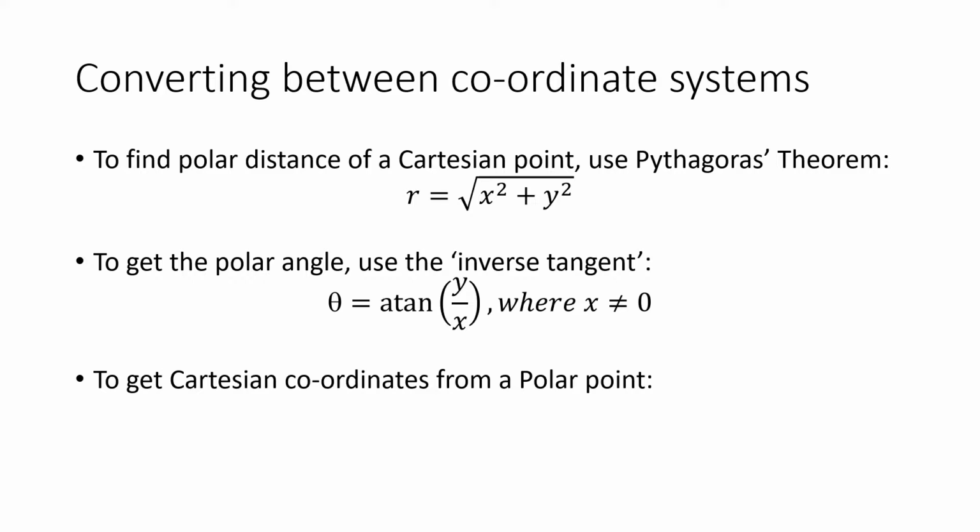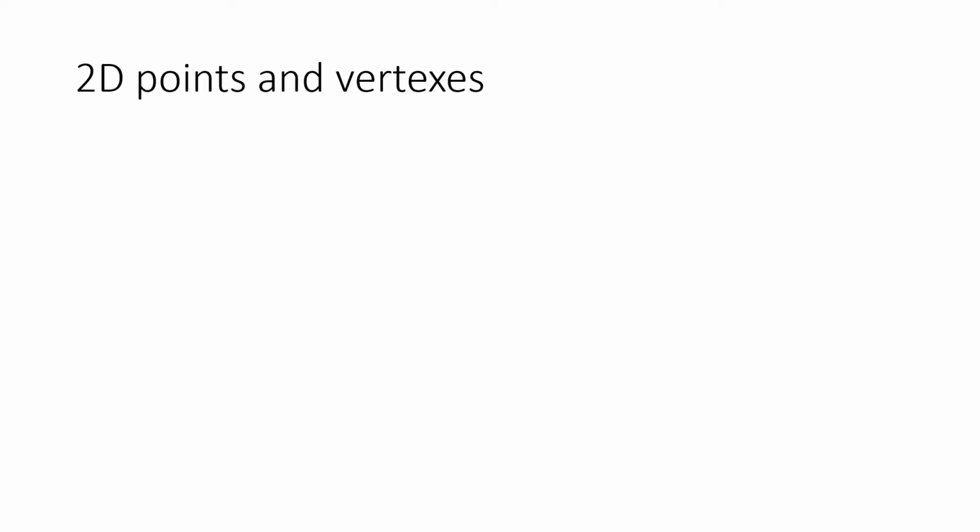So to get Cartesian coordinates from a polar point, that's the other way around, and these are quite famous and very important equations. The x and y values would be x equals r cos theta and y equals r sine theta, related to SOHCAHTOA, if you know of that. We'll definitely see that when we look at trigonometry in more detail later on. But that's how to convert between polar and Cartesian.